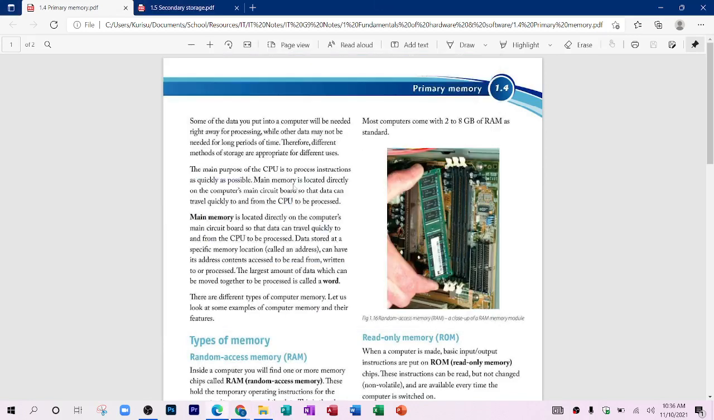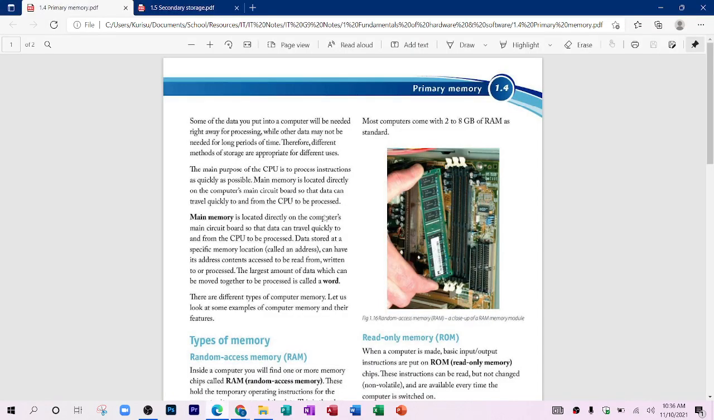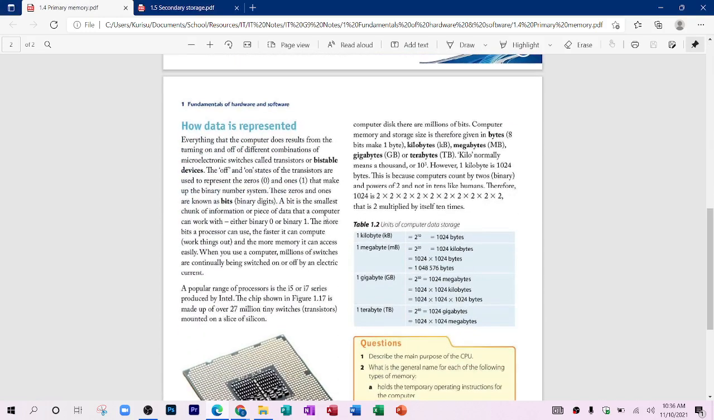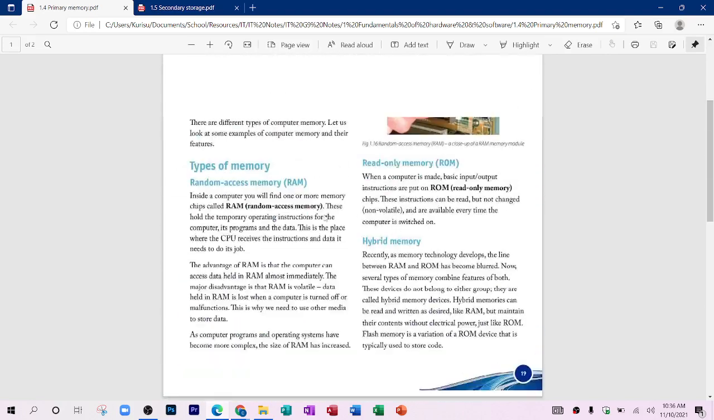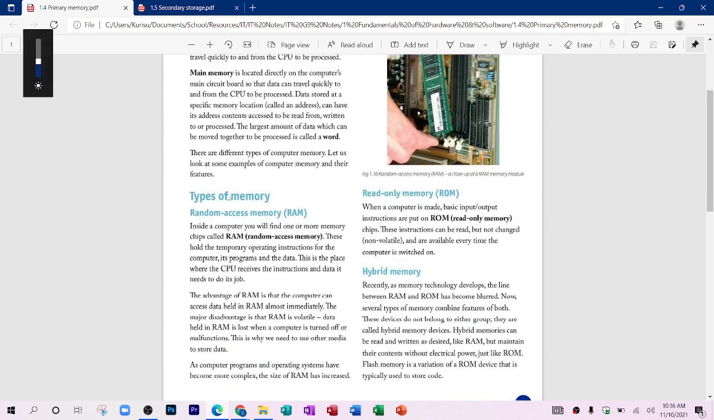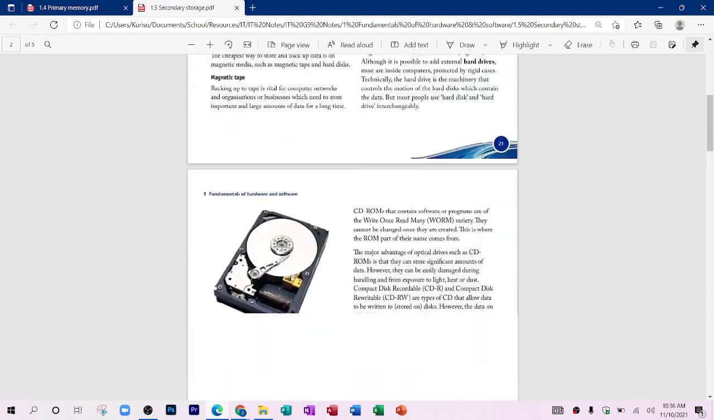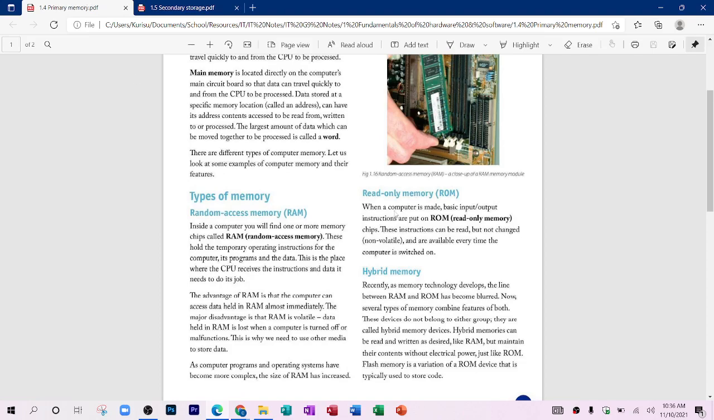So today we're going to be starting the fourth category of hardware, and that is going to be primary memory, or we can just say memory. We'll be looking at the types of memory today, and also how data is measured. Hopefully, if we have some additional time, we could make a start on secondary storage and see where we go from there.